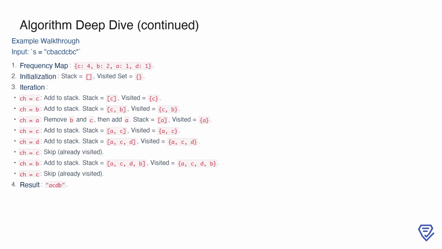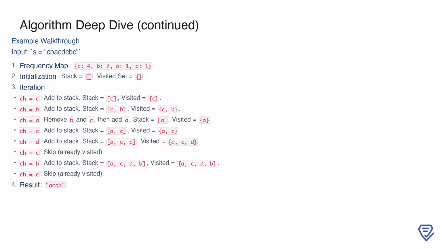When we encounter A, we remove B and C from the stack because they are lexicographically larger and still have remaining occurrences. This leaves the stack as A, and the visited set is A. Then C is added back, making the stack A, C, and the visited set A, C. Next, D is added, resulting in A, C, D, and A, C, D.